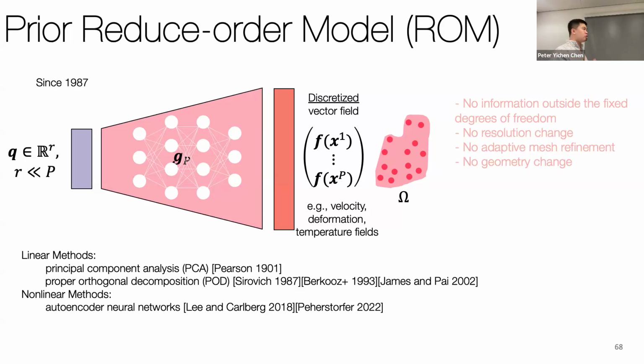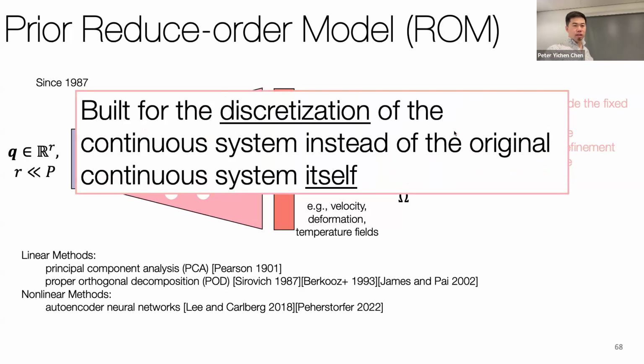And if you can't even change the mesh resolution, don't worry about changing the geometry. Even with this shape, let's say I want to make it a bigger shape, or have other features, that's impossible. Or punching some holes, that's also just not possible. So really, all these problems are one problem: this low dimensional manifold is built for the discretization of the continuous system instead of the original continuous system itself.